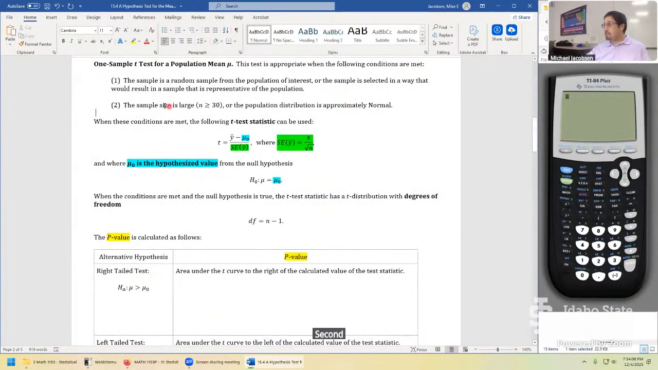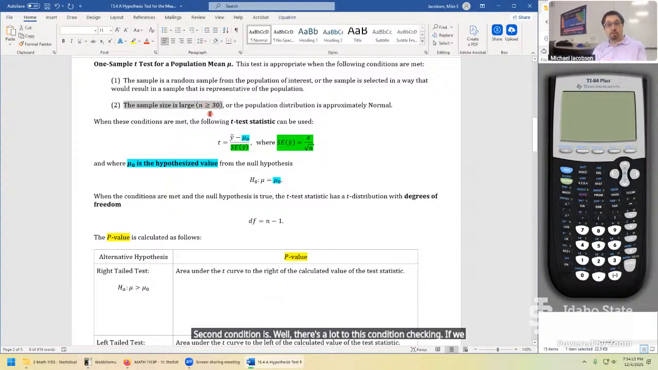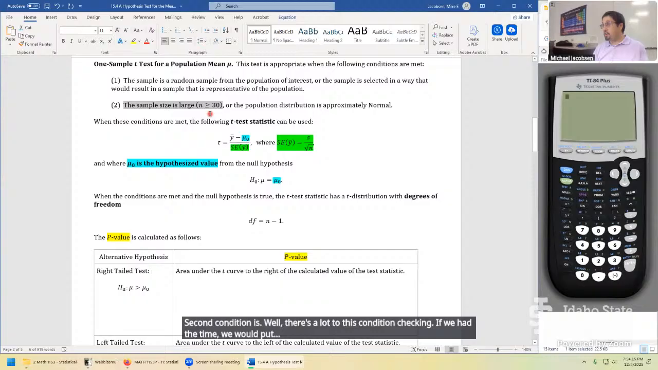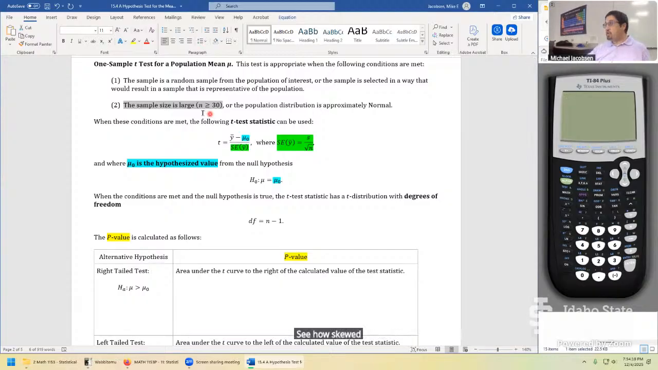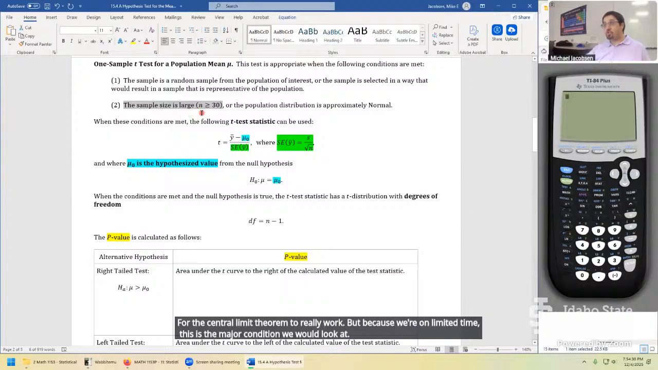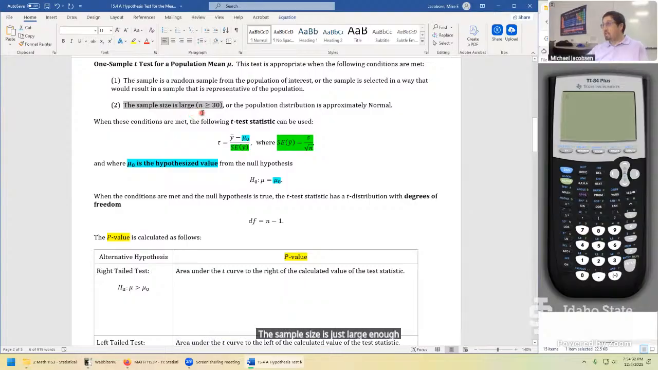Second condition is, well, there's a lot to this condition checking. If we had the time, we would output a histogram for all of our raw data, see how skewed that histogram is, and judge if the sample size is large enough for the central limit theorem to really work. But because we're on limited time, this is the major condition we would look at. The sample size being bigger than or equal to 30 tells us that our population should be approximately normal, and this condition should pass.